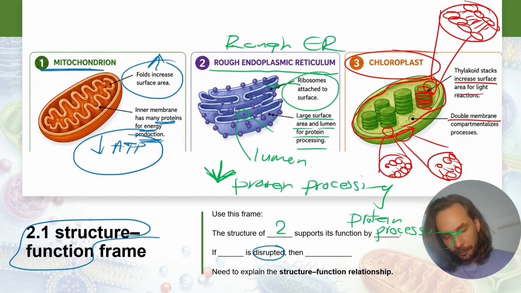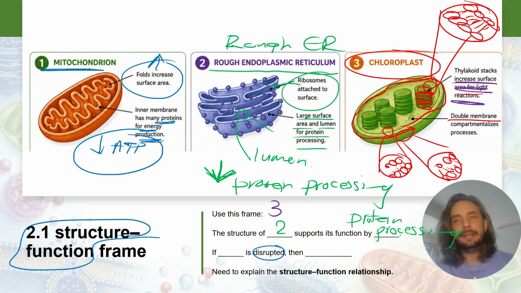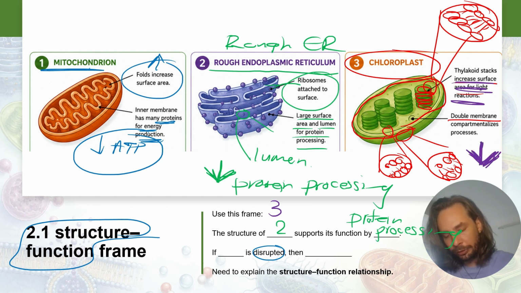So the structure of the chloroplast supports its function by increasing the surface area for light reactions. Now, if that is disrupted, the amount of light reactions would go down. So the plant would ultimately make less sugar. Photosynthesis would be affected. So those are just some examples of how you can work through a structure function check, but then also explain what happens if it is disrupted.